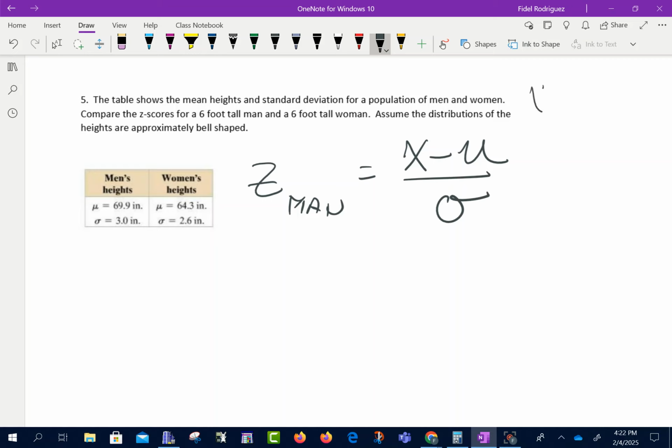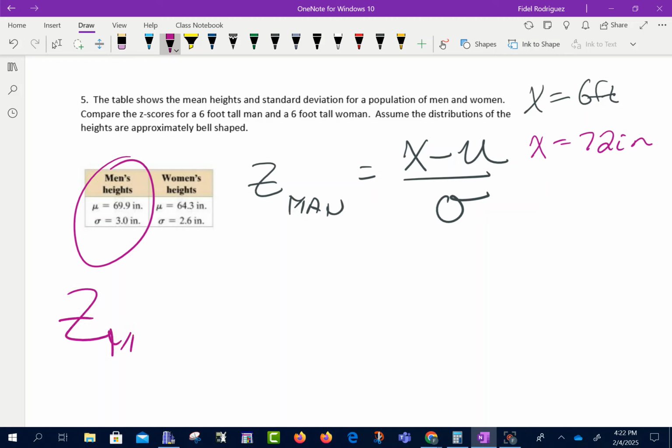What does X stand for? X stands for 6 feet. But if I look over here, everything is in inches. So 6 feet is the same thing as 72 inches, because we can take 6 times 12, which gives us 72. So let's find the z-score for a man. We're going to take our value x, which is 72, and subtract 69.9.